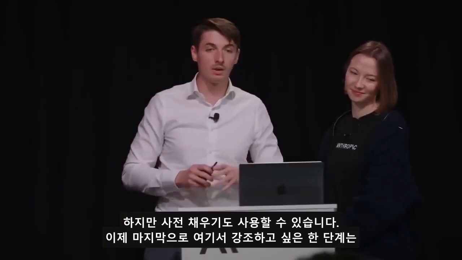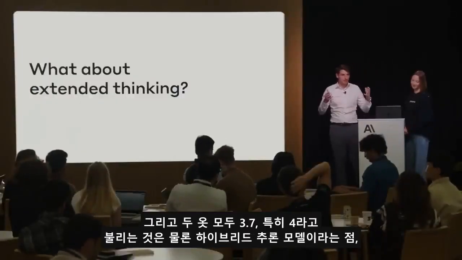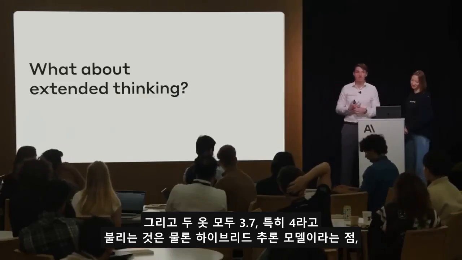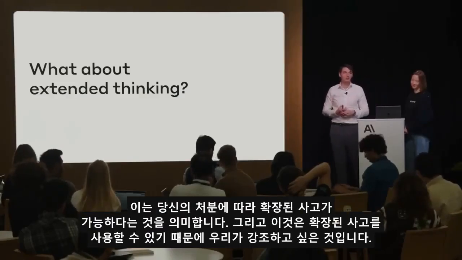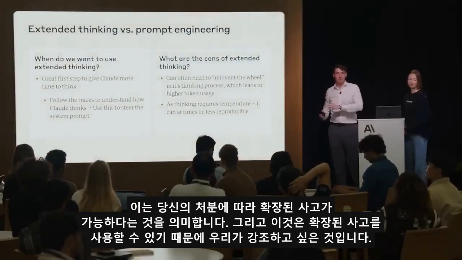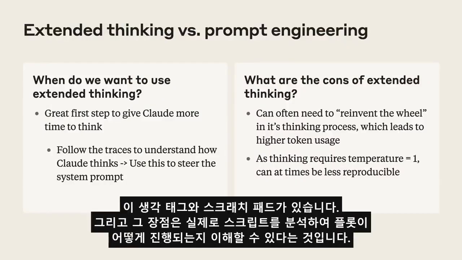Now, finally, one step that I would like to highlight here as well is that both Claude 3.7 and especially Claude 4, of course, are hybrid reasoning models, meaning that there's extended thinking at your disposal. And this is something we want to highlight because you can use extended thinking as a crutch for your prompt engineering. Basically, you can enable this to make sure that Claude actually has time to think. It adds these thinking tags and the scratch pad. And the beauty of that is that you can actually analyze that transcript to understand how Claude is going about that data.